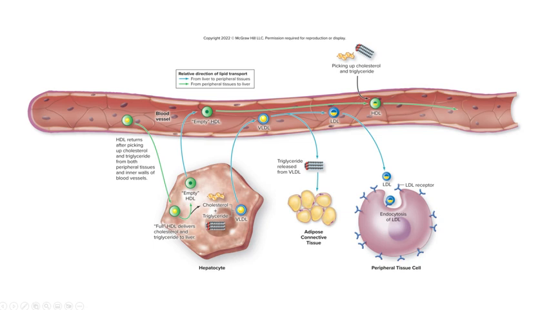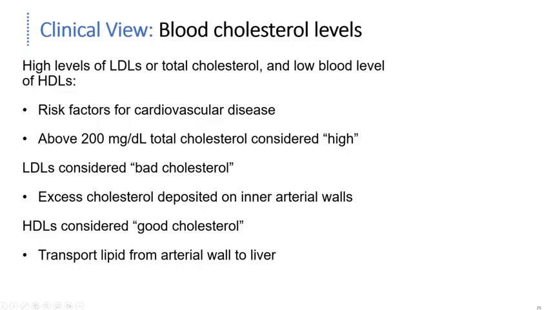So here it's picking up cholesterol, incorporated into the HDL, and then it makes its way back to the liver. Okay. So there are considerations for having a certain cholesterol level. Typically, if your blood cholesterol level is above 200 milligrams per deciliter, that's considered high. And having elevated LDL and/or decreased HDL puts you at an increased risk for some type of cardiovascular event, right? So think stroke, heart attack, coronary artery disease, something like that.